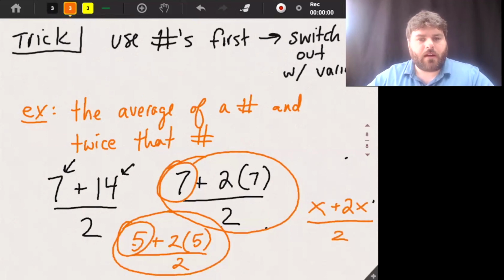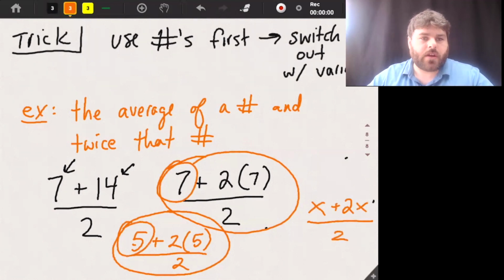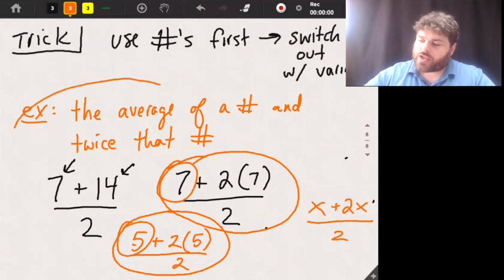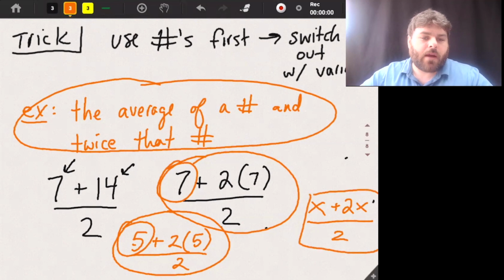So you see what I did there? I tried it a couple times with numbers to see what I'm actually supposed to do. And then I converted, instead of using those numbers, I used just a general variable. That helps me see what I'm actually supposed to do to build this expression. So I built an expression that calculates the average of a number and twice that number by using a trick where I pick numbers instead of variables, and then at the end, once I see how it works, I use the variables. All right, very good.